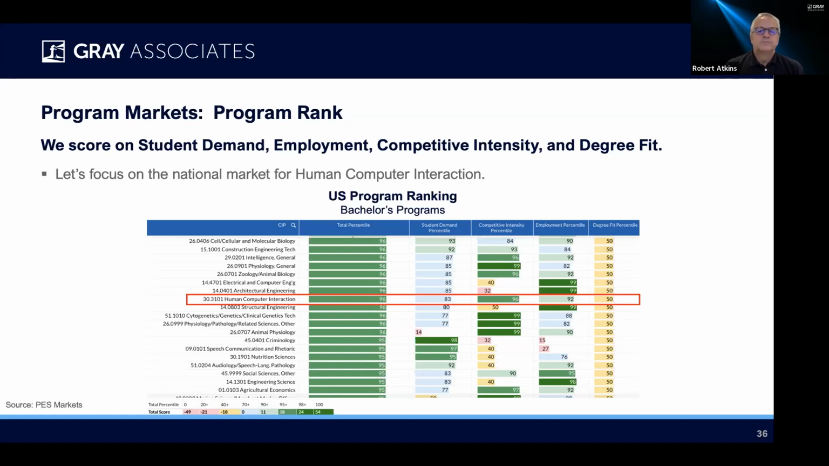HCI, just to walk across, 96th percentile overall, 83rd percentile in terms of student demand. So that's not spectacular, good. Competitive intensity, 96th percentile. That is, it's not very competitive. And employment is at the 92nd percentile. So good job opportunities out there for folks. When we're doing this on the webinar, we don't address degree fit. We don't know which degree level you might be interested in. So we just make them all 50 so that it washes out of the scoring system.